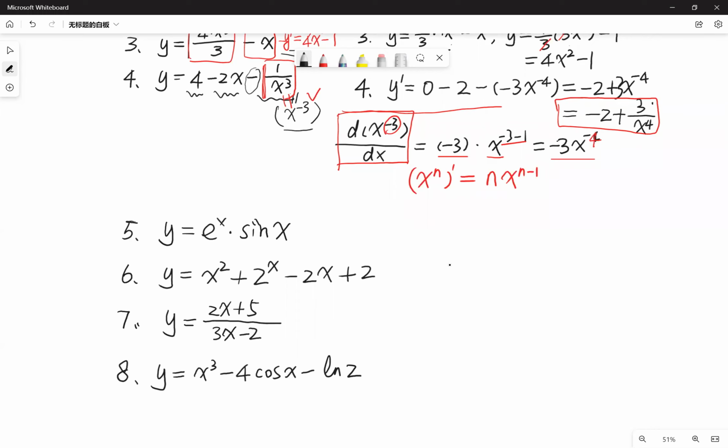Just do it, okay? Laoshi, can you write the rule of e to the power x? I can't remember it. You can check the notes. I will share it, okay? Oh, okay. This one, because I can't remember.